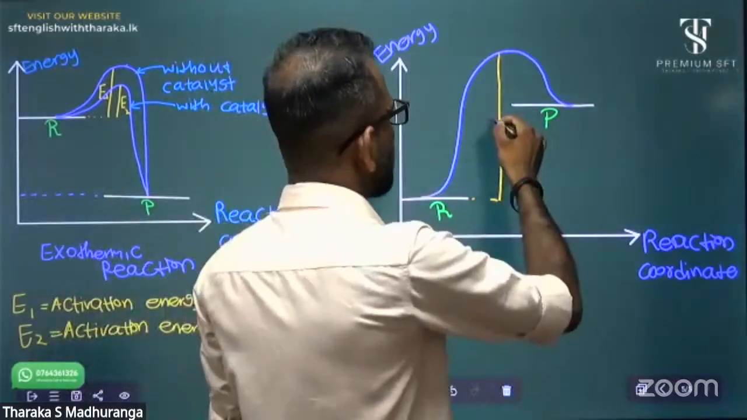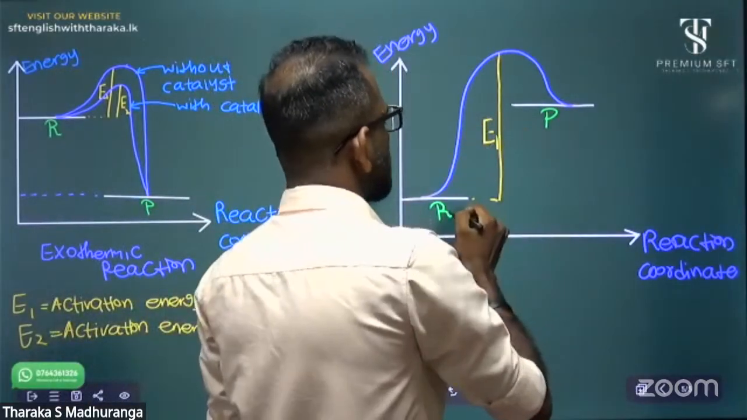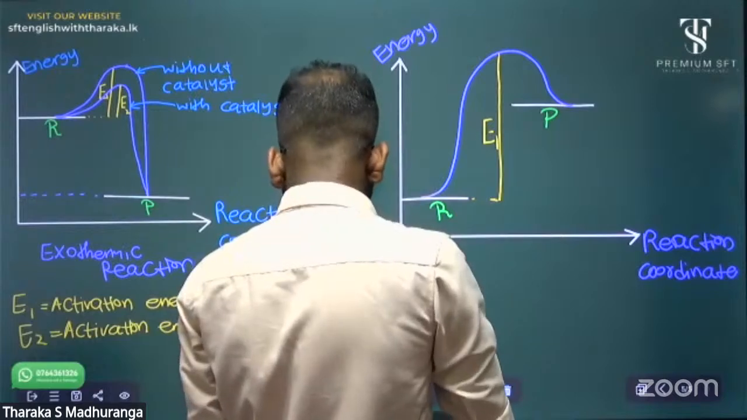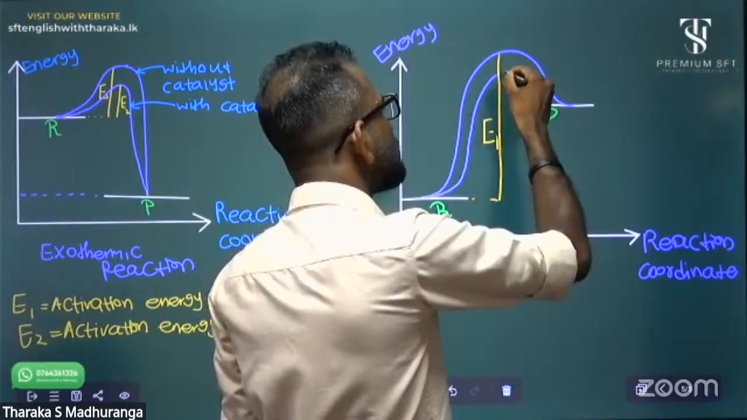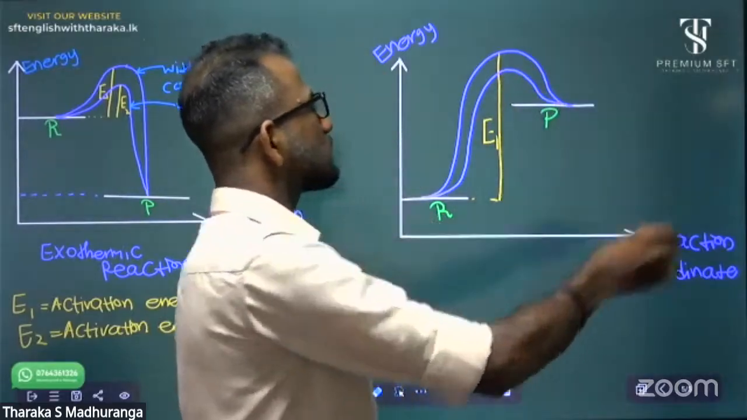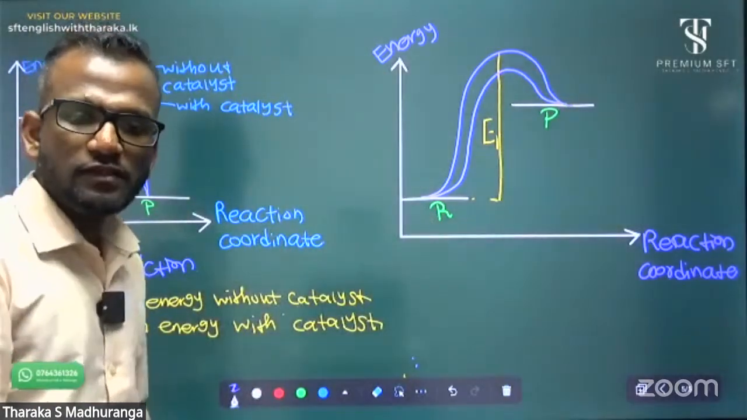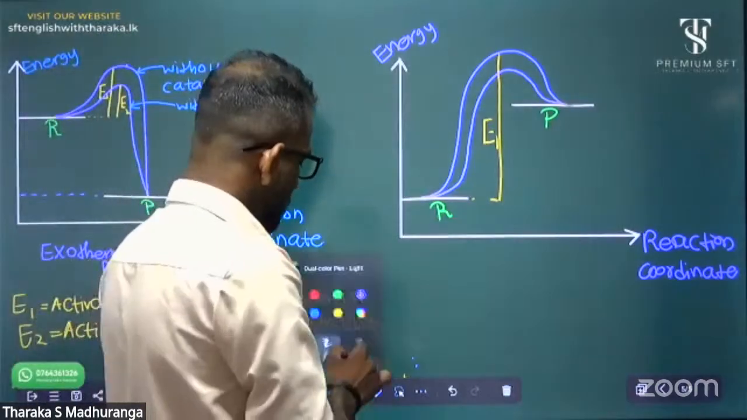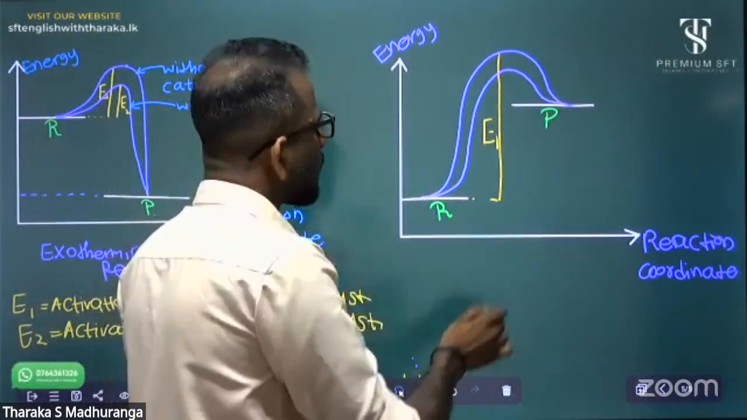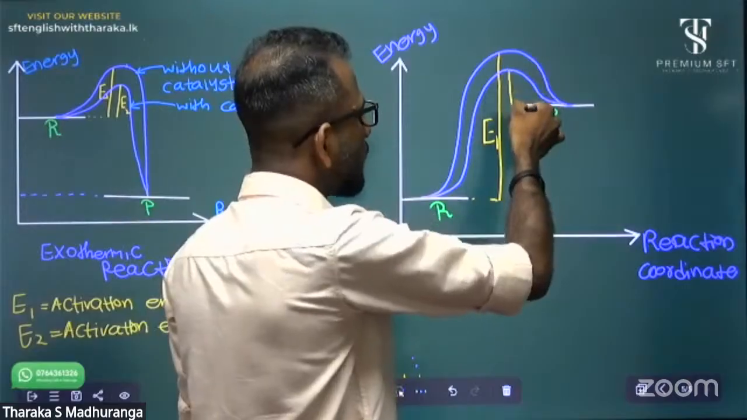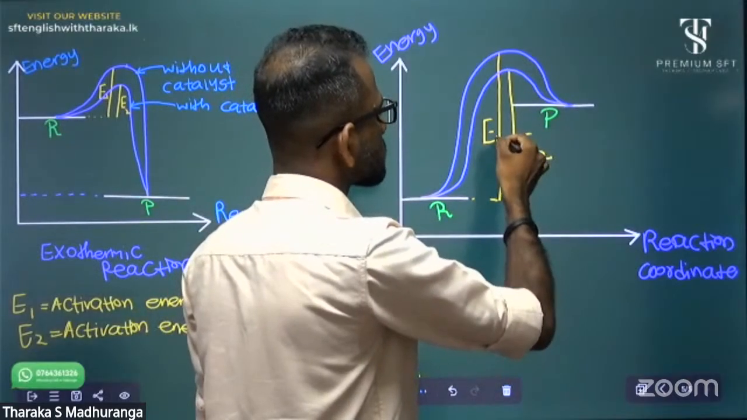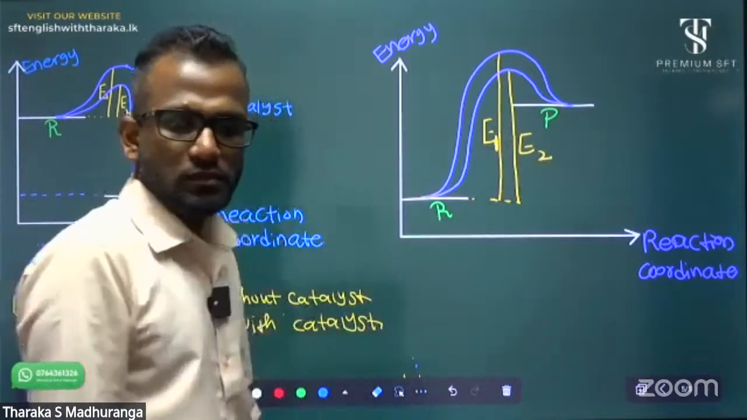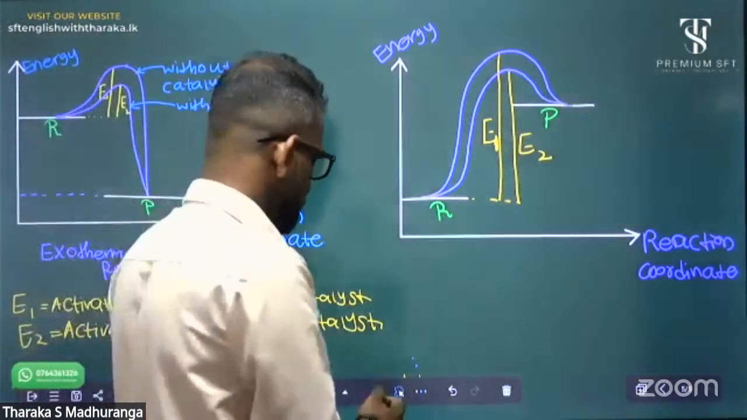Reactants. It's E1 without catalyst. E1. If we introduce a catalyst, what happens? It may form a new path with less activation energy. Okay, that's why the number of molecules exceeding the activation energy is increased. It's E2.